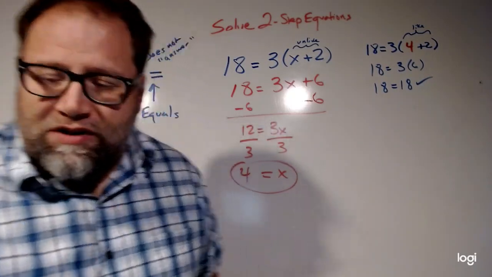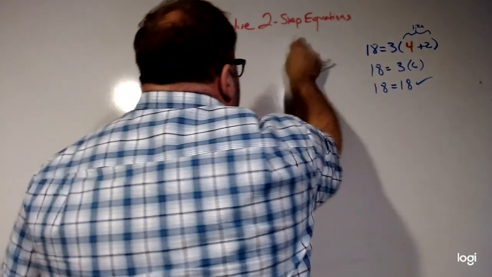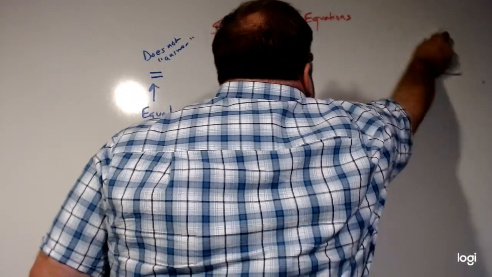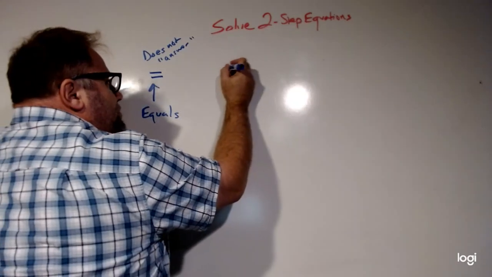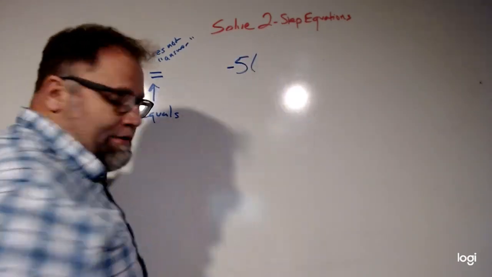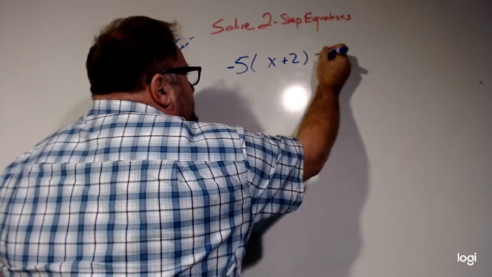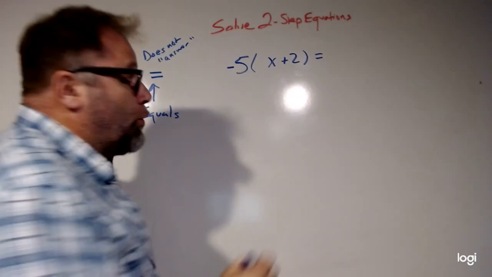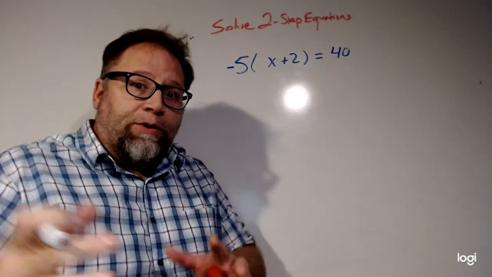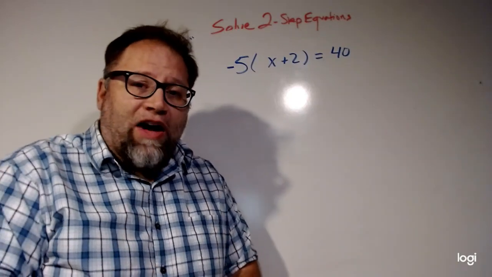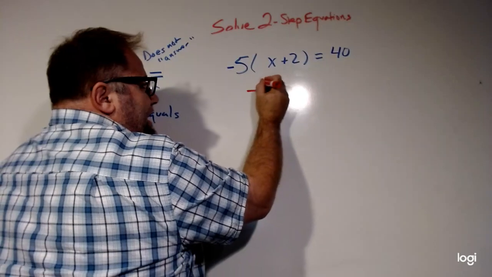Where people sometimes get tripped up, though, is that sometimes that distribution is happening with a sign. And that sign is super important. So let's do -5 times the quantity x plus 2, and that equals 40. Now, we are distributing -5, not just 5. So -5 times positive x gives me -5x.